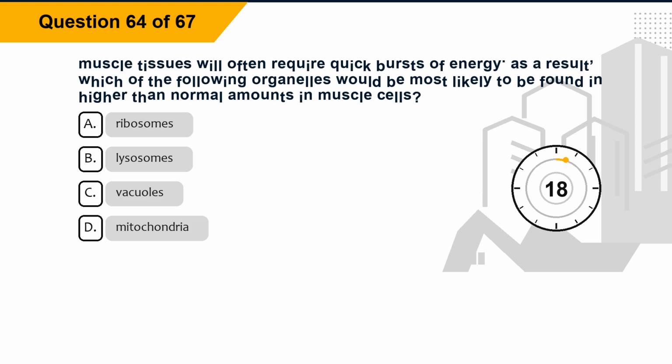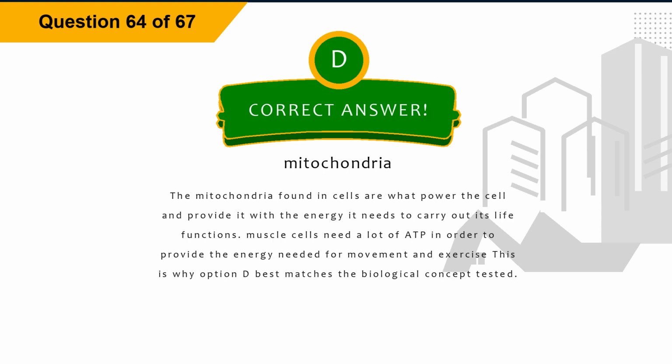Question 64. Muscle tissues will often require quick bursts of energy. As a result, which of the following organelles would be most likely to be found in higher than normal amounts in muscle cells? Option A, ribosomes. Option B, lysosomes. Option C, vacuoles. Option D, mitochondria. The correct answer is option D, mitochondria.